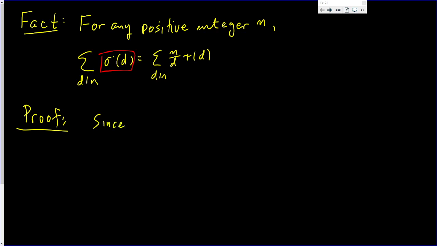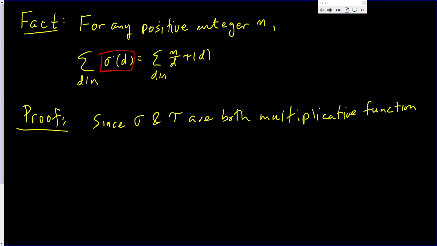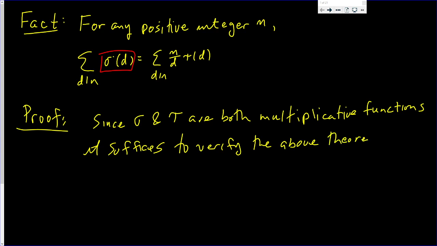Let's say since sigma and tau are both multiplicative functions, I proved that in earlier videos, it suffices to verify the above theorem with n equal to p to the k.